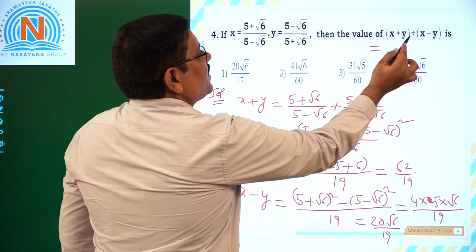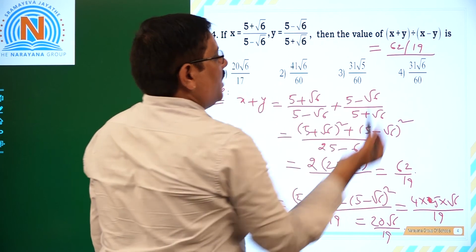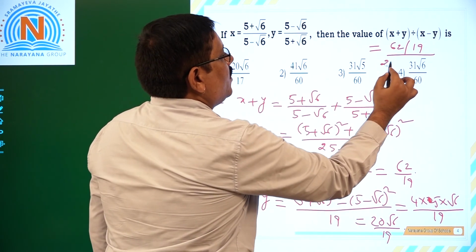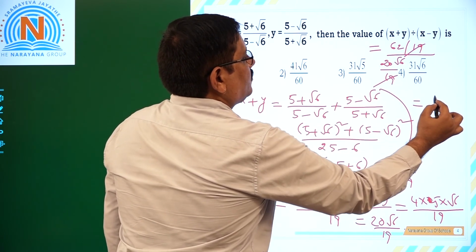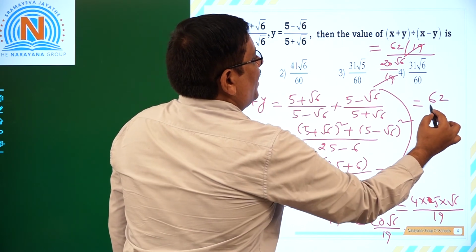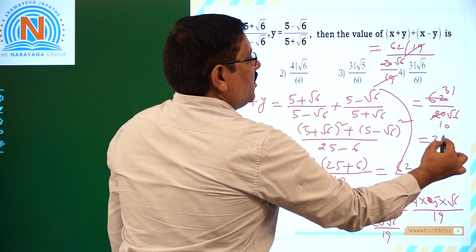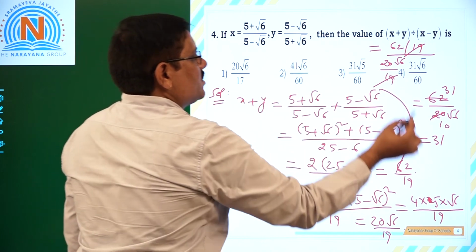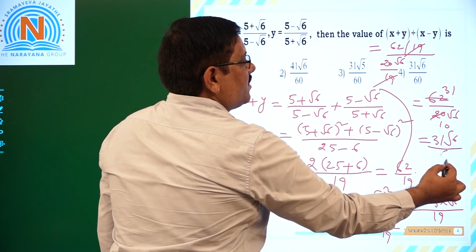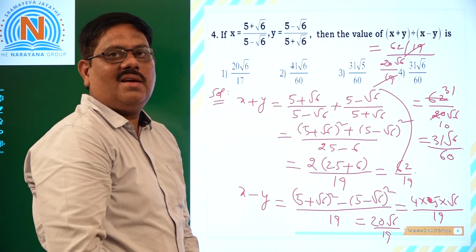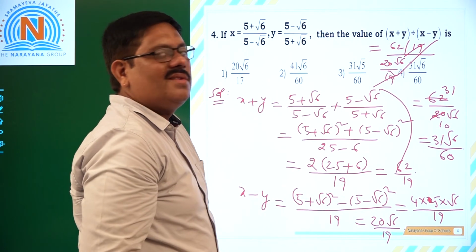Now what is being asked? (x + y)/(x - y). What is x + y? 62 by 19 divided by, what is x - y? 20√6 by 19. The 19s cancel. So we have 62 by 20√6. Here 10 times and 31 times 2 will cancel. 31 into, here in the denominator nowhere we have √6, so let us multiply and divide with √6. That is √6 by 10 into √6 into √6, that is 6 times 10, that is 60. 31√6 by 60 is the answer for this question. So out of the given options, the fourth option is 31√6 by 60. That is the right answer.